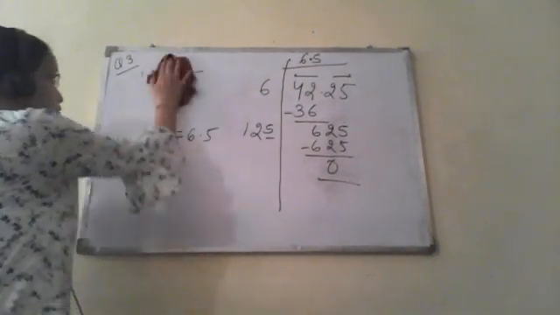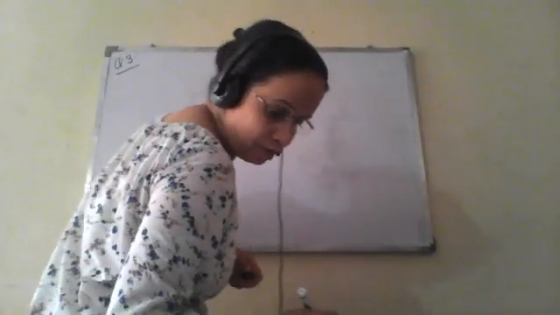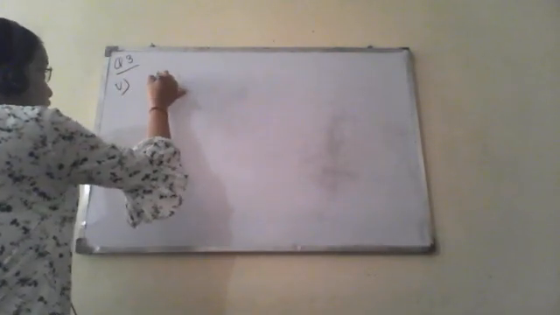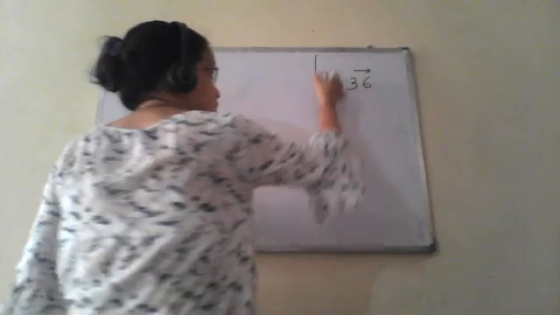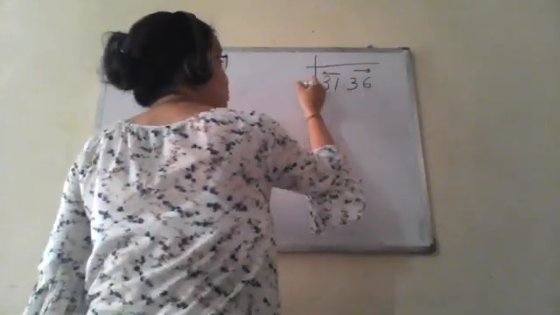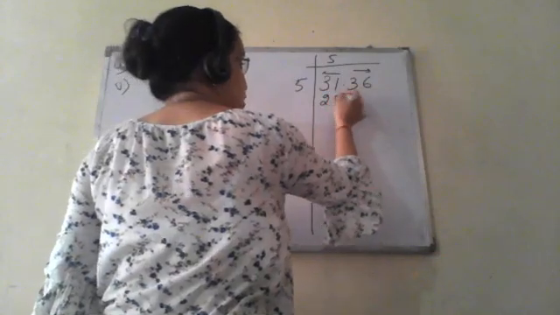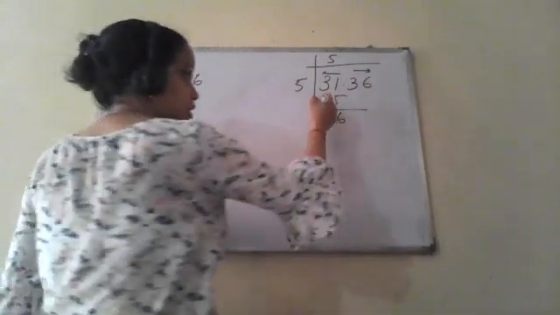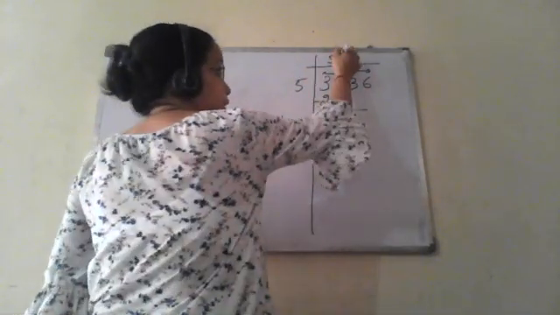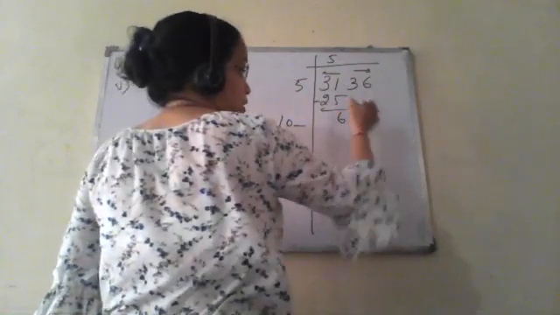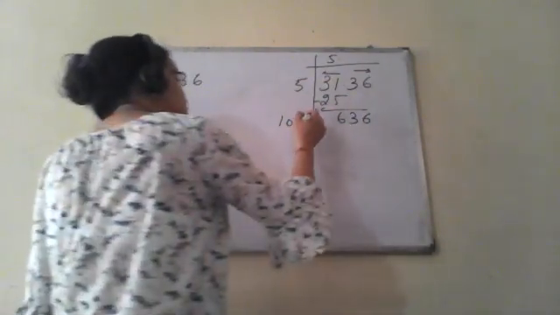The last part of this question number 3 is 31.36. Fifth part is 31.36. So this way and this way. 5 times 5, this is 25. We will get 6 as remainder. 2 times 5 is 10, or 5 plus 5 is also 10. Put a blank. Write the decimal here. Okay. So it is 6.